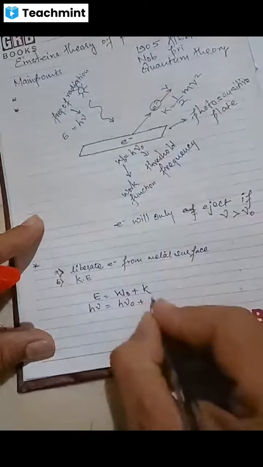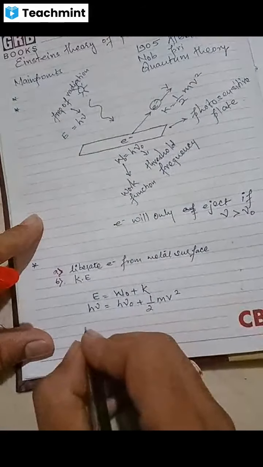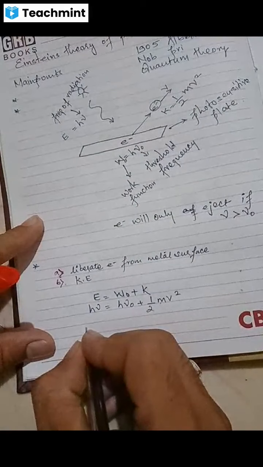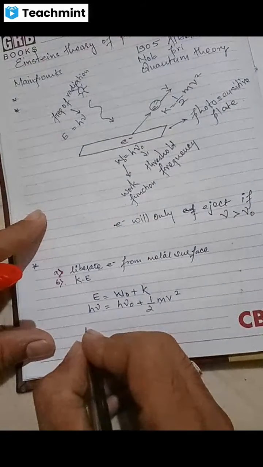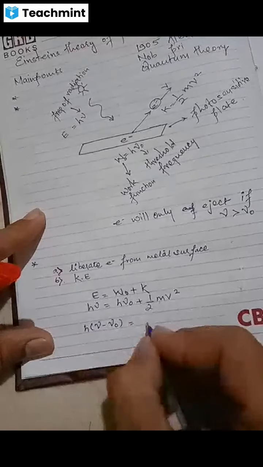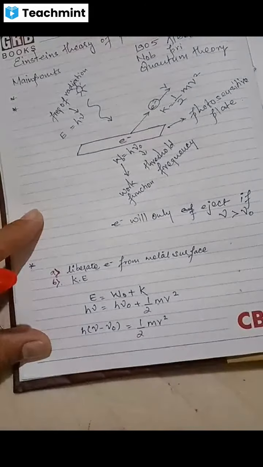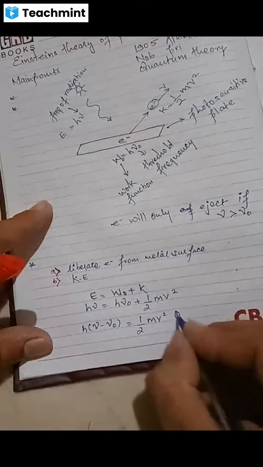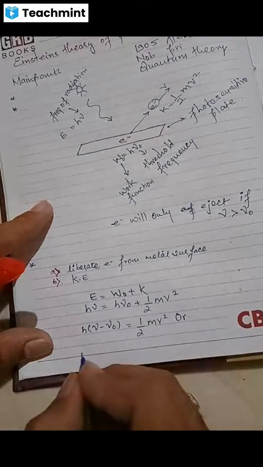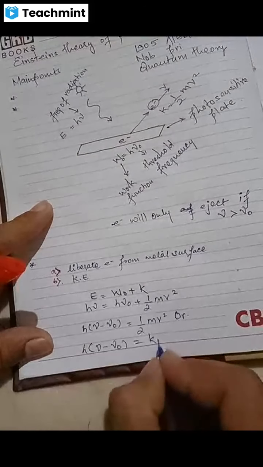So when it is moving, it will have some kinetic energy. Now if you take h common, what will you get? Nu minus nu naught is equal to half mv squared, right? So this we need to remember, or you can write it in another way: h(nu minus nu naught) is equal to the maximum kinetic energy.